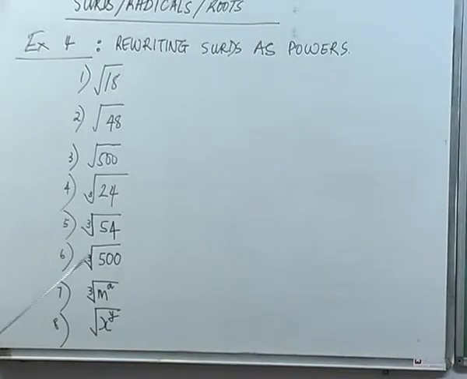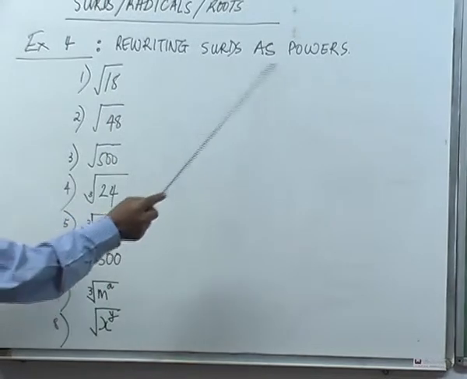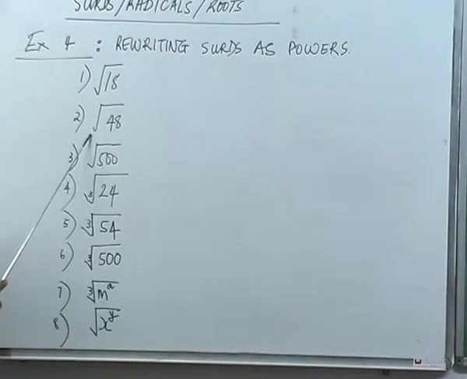Alright, here's an exercise where you have to rewrite each surd as a power. Number 1, square root of 18. Number 2, square root of 48. Number 3, square root of 500. Number 4, cube root of 24. Number 5, cube root of 54. Number 6, cube root of 500. Number 7, cube root of m to the index a. And number 8, square root of x to the index y.